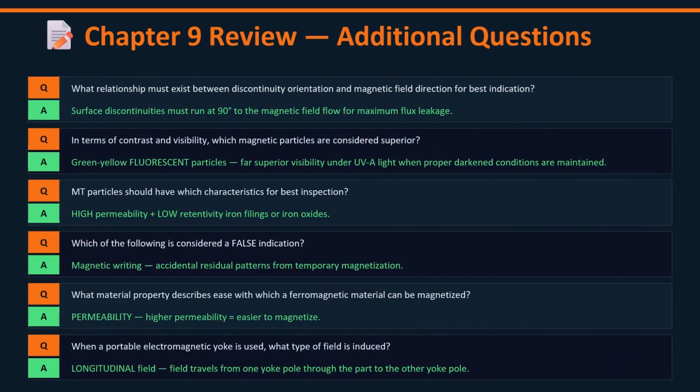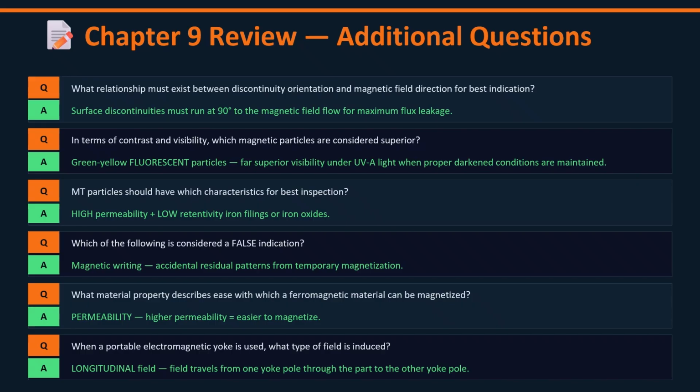This review section tests several concepts that often distinguish basic memorization from real understanding. First, the magnetic field should cross a surface discontinuity approximately at 90 degrees for maximum useful flux leakage. If the field is parallel to the discontinuity, the leakage may be weak. Second, fluorescent particles provide excellent visual contrast when the UVA and ambient light conditions are properly controlled. The presentation identifies green-yellow fluorescent response as particularly visible.